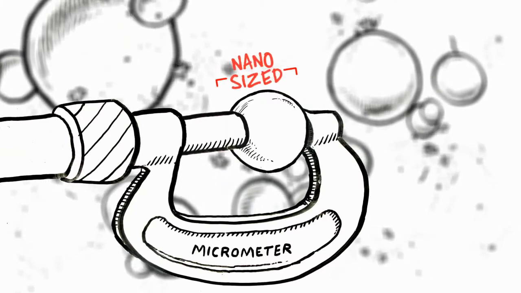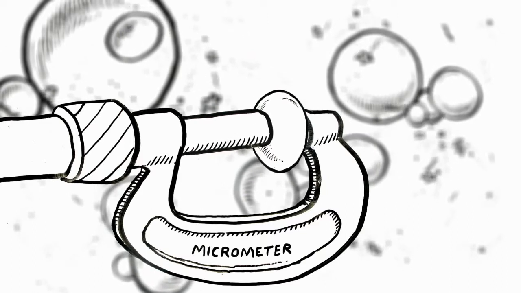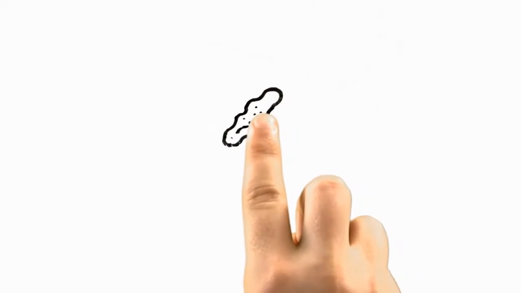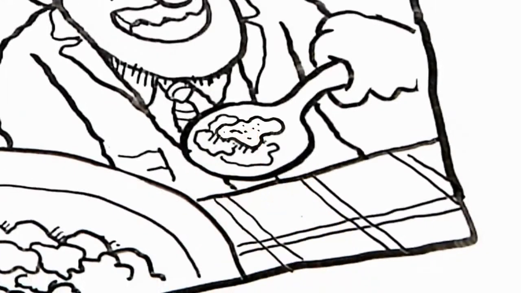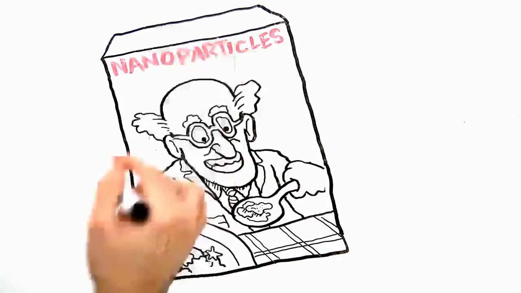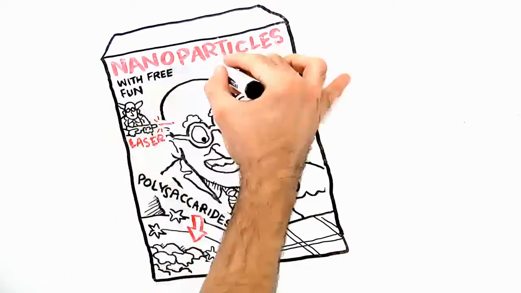They're nano-sized, and they're not beads at all. In fact, they are random and irregular in shape. Confusing, I know. So let's just call them nano-sized particles, or nanoparticles. They kind of look like cornflakes. And since these nano-sized particles are largely comprised of iron and polysaccharides, you could say that they resemble sugar-coated cornflakes.